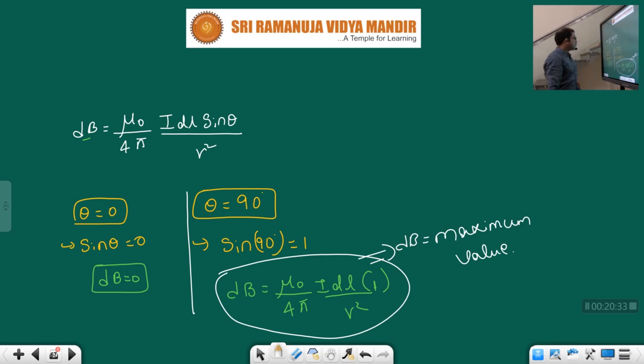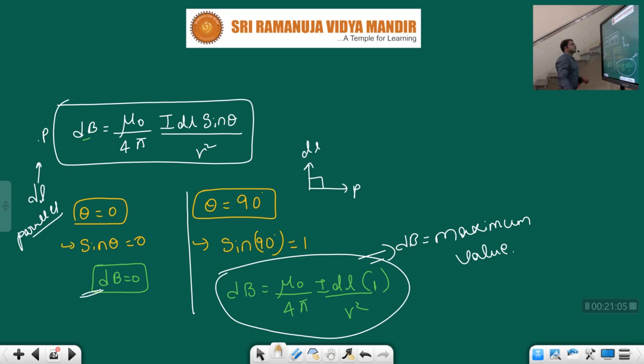Okay. So whenever theta is 90, what does it mean? If this is dl and this is P, they are perpendicular. dl bar and point P are perpendicular to each other. In that case, dB will be maximum. If this one is dl and this is point P, it means dl and P are parallel. Whenever these two are parallel, dB is what, children? 0. Very very important point. Okay children, so point P must be placed perpendicular to the wire so that we can get maximum magnetic field.